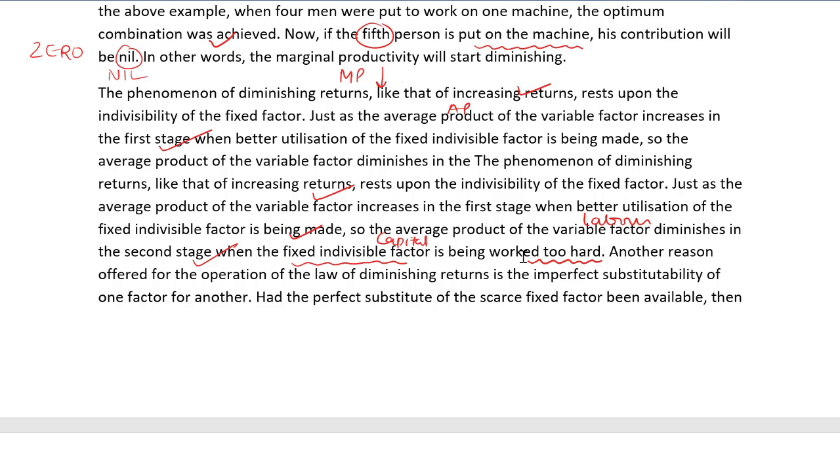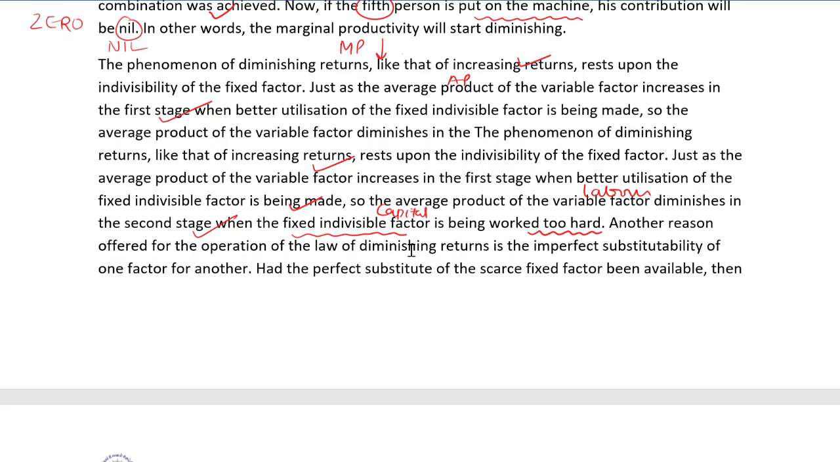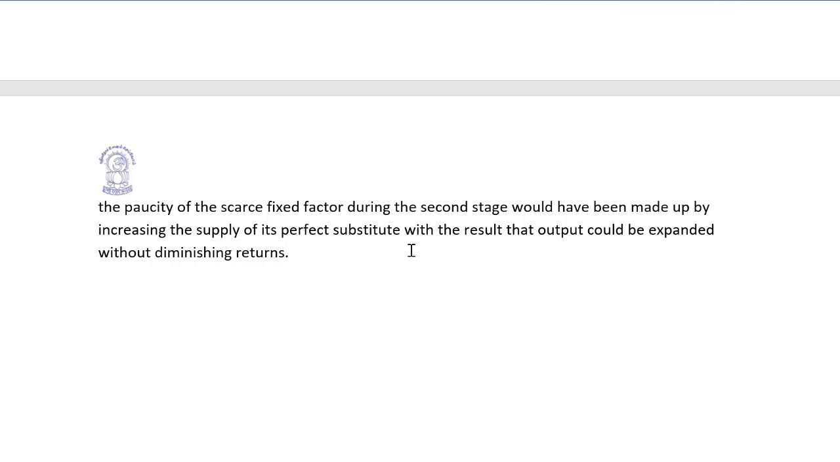Another reason offered for the operation of the law of diminishing return is the imperfect suitability of one factor for another. Had a perfect substitute of the scarce fixed factor been available, in that case, the paucity of the scarce fixed factor during the second stage would have been made up by increasing the supply of perfect substitutes, with the result that output could be expanded without diminishing returns. Is it clear?